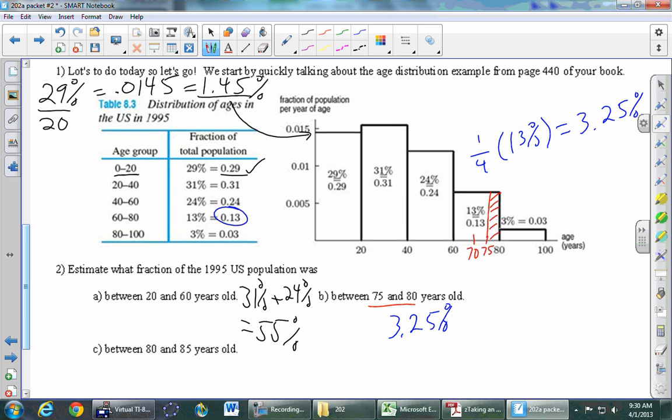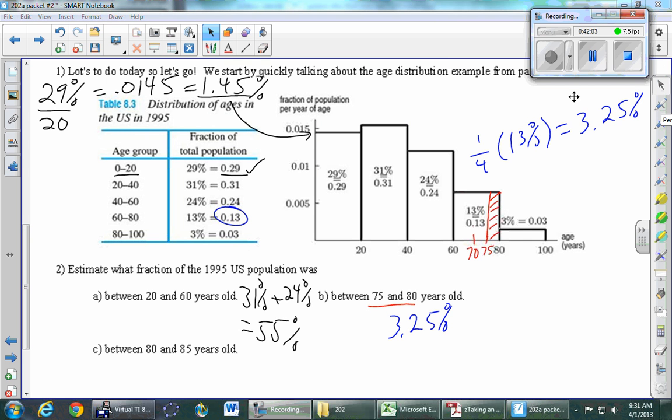But we can figure out if the 3.25%, do we believe it's an underestimate of the real answer or an overestimate? Can you chat with your neighbors? 3.25% is our estimate. Do you believe that it is under or over the true number, which is the percentage of people that are between 75 and 80? Thoughts? Is 3.25 over or under the true number? I heard over, I heard under. Other thoughts?